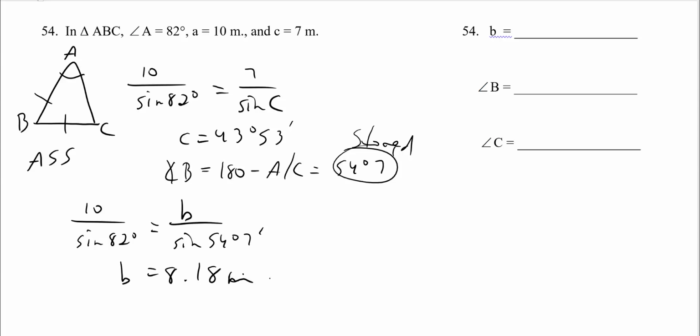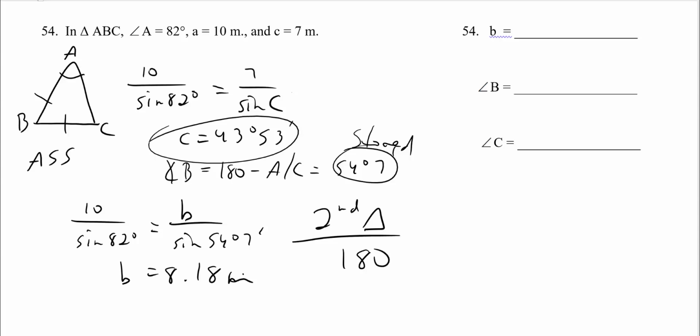Okay, so that's cool. So now we got to check for the second triangle. So remember, we're using C. That's our possible second triangle. It's always the first angle you find. So 180 minus 43.53. So this is angle C, I'll say angle C2. That gives you 136.7. And we add that to the given angle, original angle, plus 82.